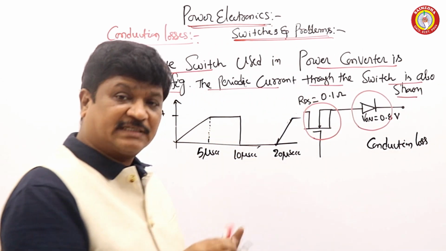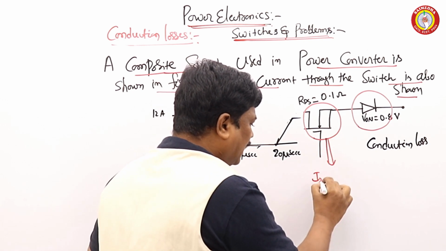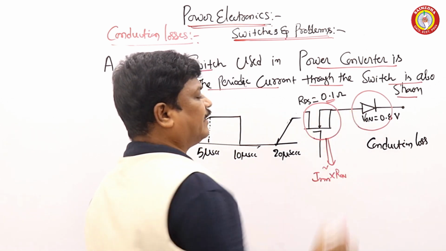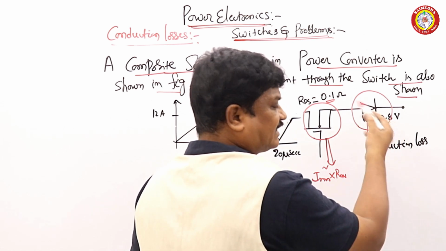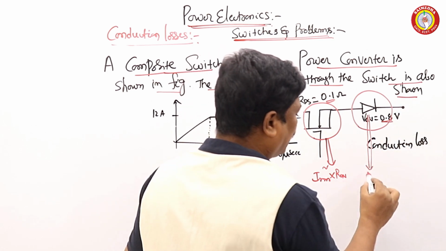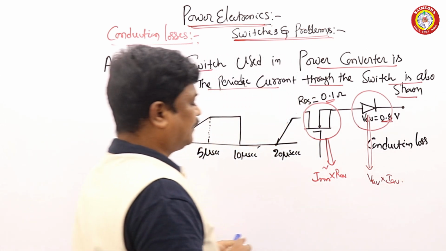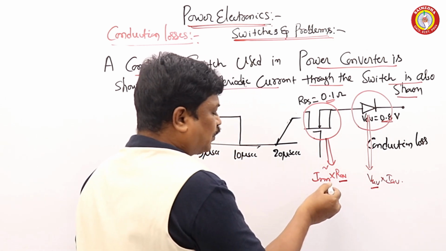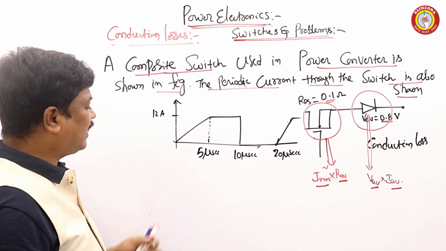So how to calculate conduction losses for this one? For the MOSFET you can write IRMS square into R on, the resistance is given. How to get the losses for the diode? Here no resistance is given, you can take only the voltage. Now, V average into I average we have to take. So this parameter is available, we want to calculate this parameter and this parameter. So how to calculate the RMS value of current and the average?